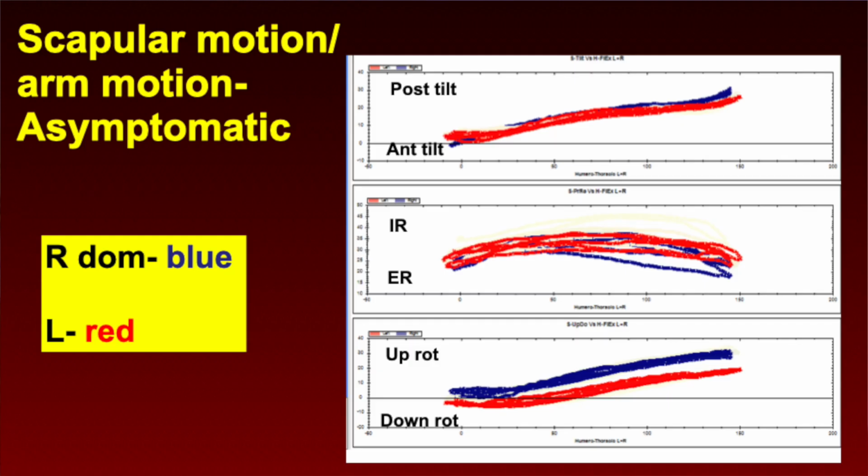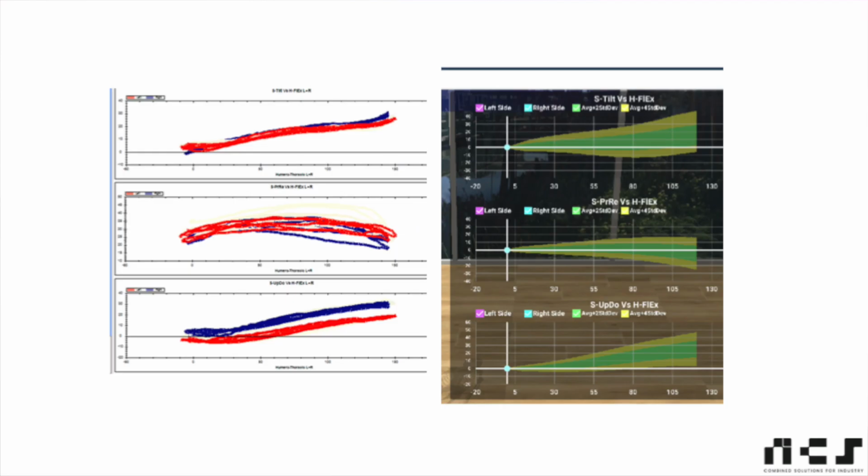This is a showing of what this curve looks like with the 3 motions of anterior-posterior tilt, internal external rotation, upward and downward rotation in an asymptomatic individual. Then you can put this along with the normative data that we've developed over a period of time of normal, non-athletic individuals.